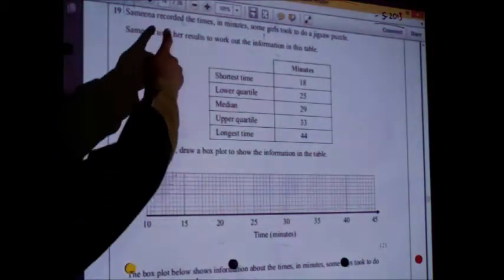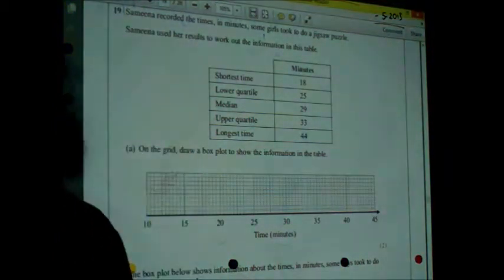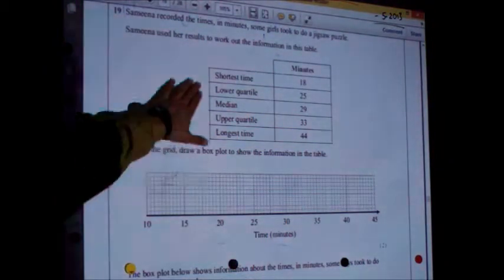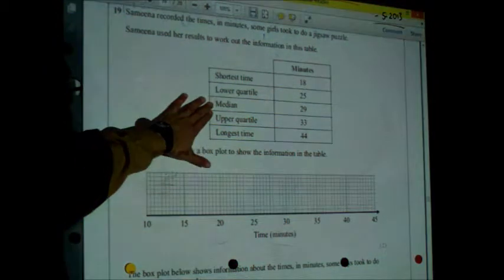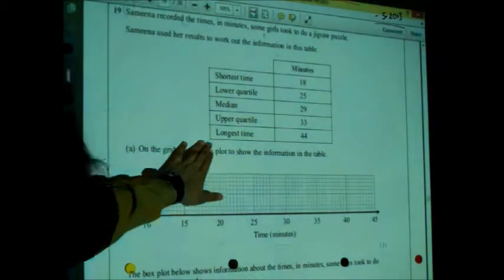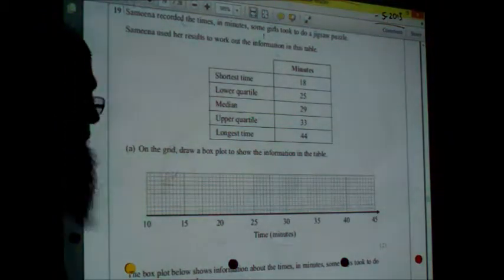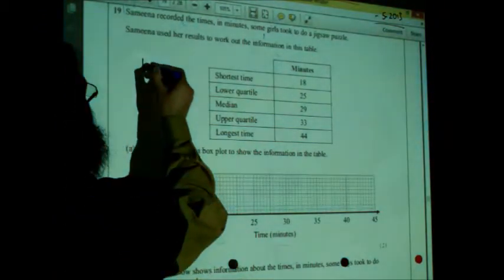Okay, question number 19. Samina recorded the times in minutes some girls took to do a jigsaw puzzle. Shortest time, lower quartile, median, upper quartile, longest time. This is all the information we need to do a box plot. Okay, a box plot. If I just do a quick sketch for you here.